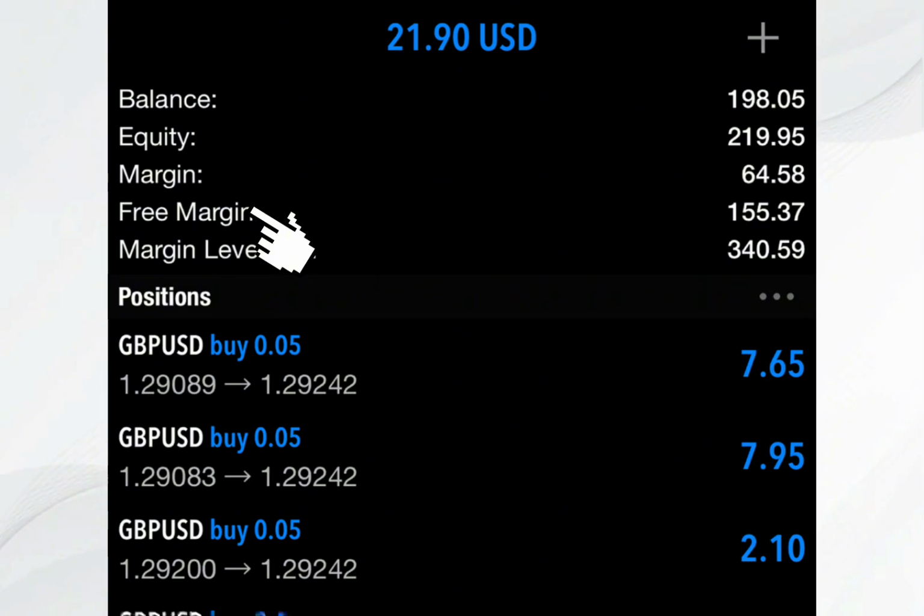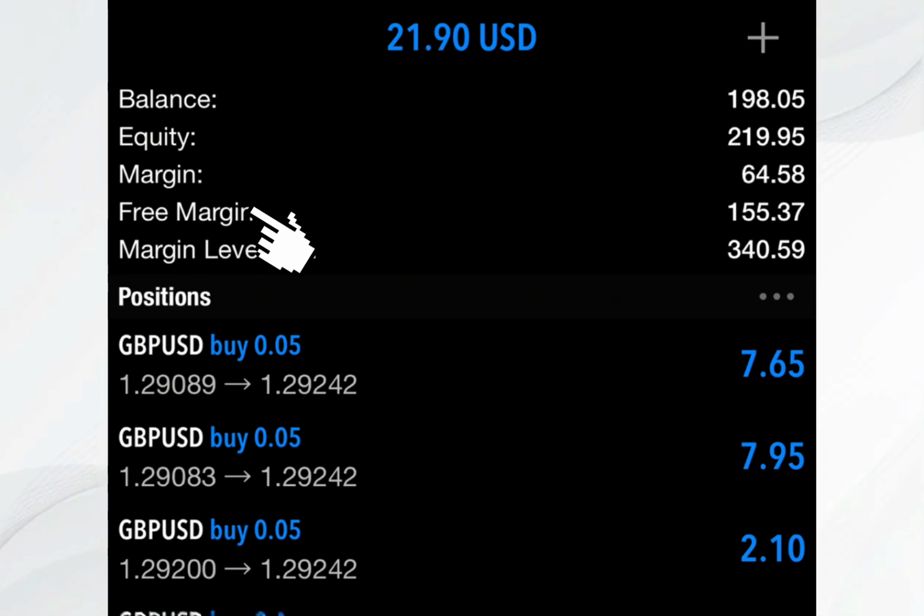If there are no opened trades on your account, the free margin is equal to the balance and the equity. In the next video, I'll be talking about equity. So free margin is the amount of money that can be used to open additional trades. When your free margin is high, you know you still have chances to open more trades in your account.